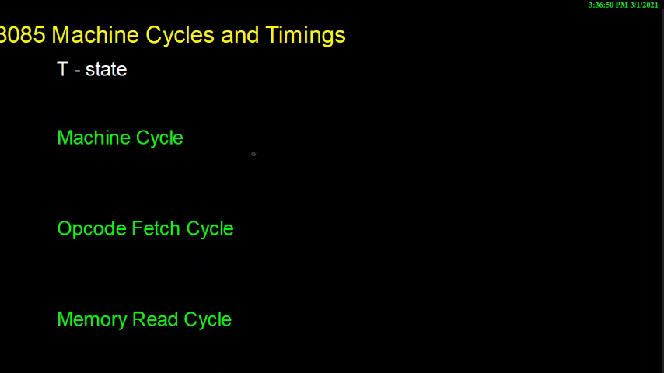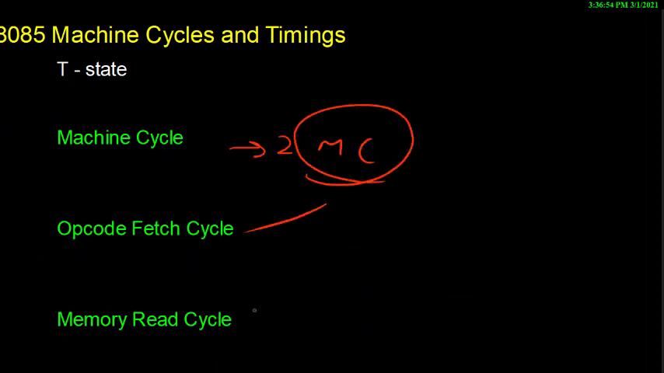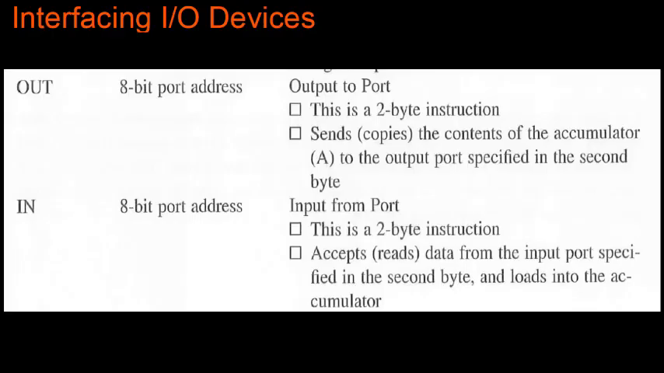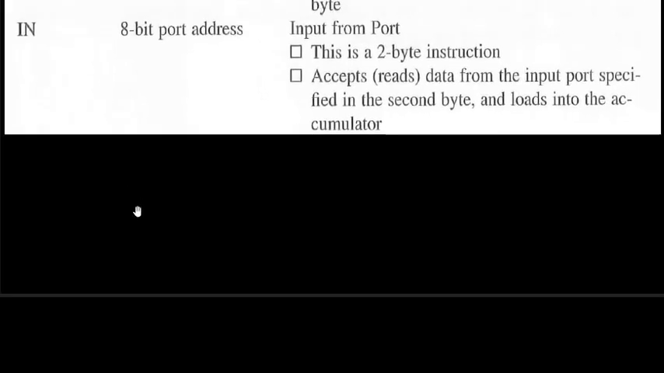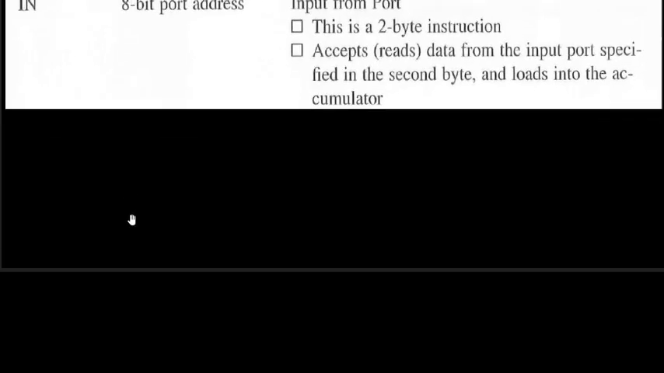So here our instruction consists of two machine cycles. One is the opcode fetch machine cycle, the other is the memory read machine cycle, and we combine them to get the instruction cycle. Now next we see the interfacing of input output devices. We can have a variety of input output devices connected to the microprocessor. If there is an input device, we need to read the input from it, and if there is an output device, we can send the output from the microprocessor to it.